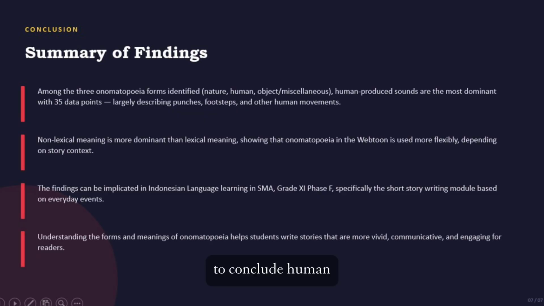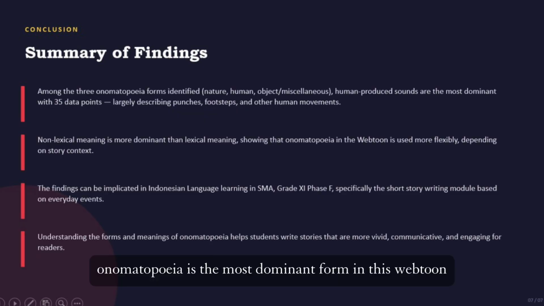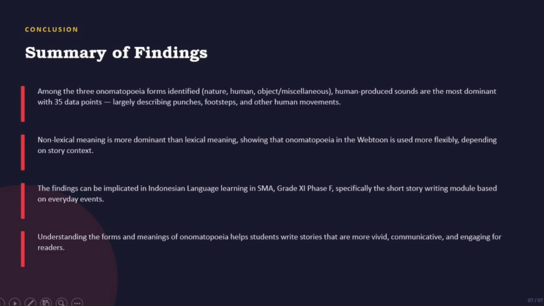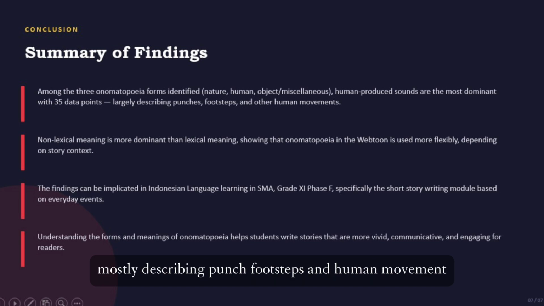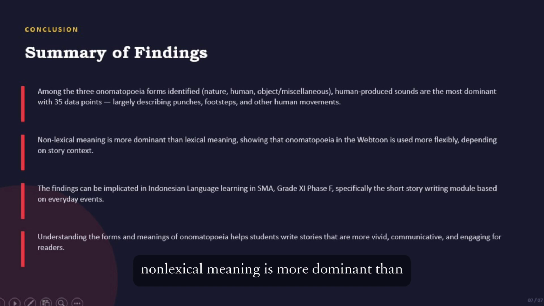To conclude, human onomatopoeia is the most dominant form in this webtoon, mostly describing punch, footsteps, and human movement. Non-lexical meaning is more dominant than lexical meaning, showing that onomatopoeia here is used flexibly depending on the story. Finally, these findings can help senior high school students write short stories that are more vivid, communicative, and interesting for readers.